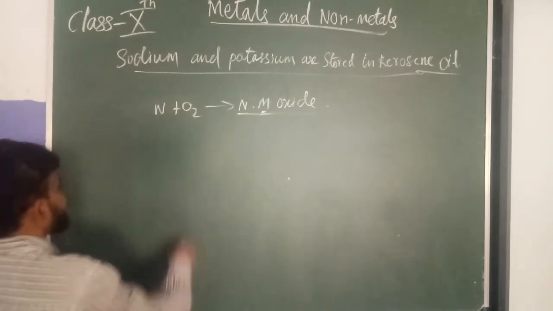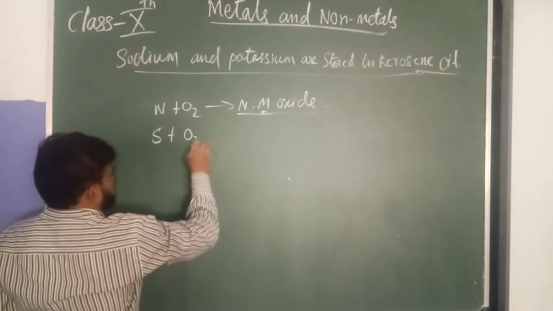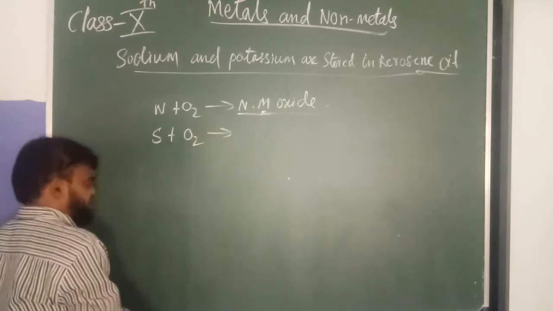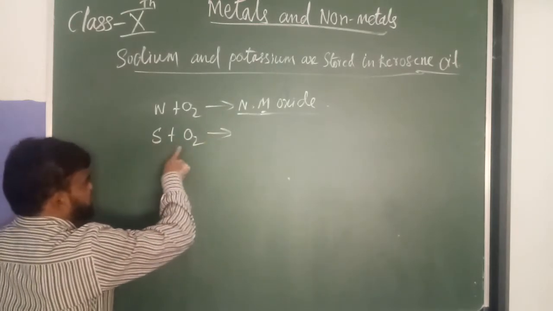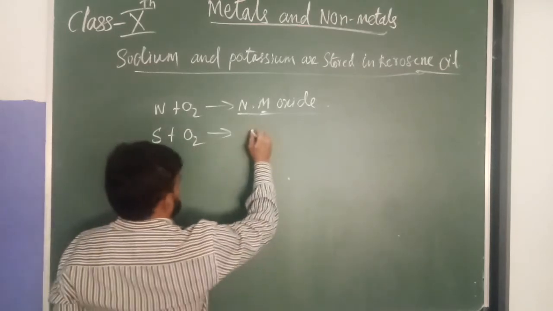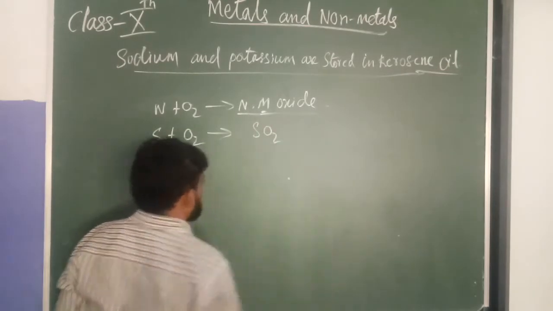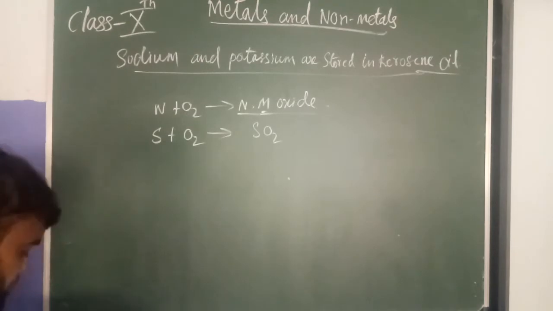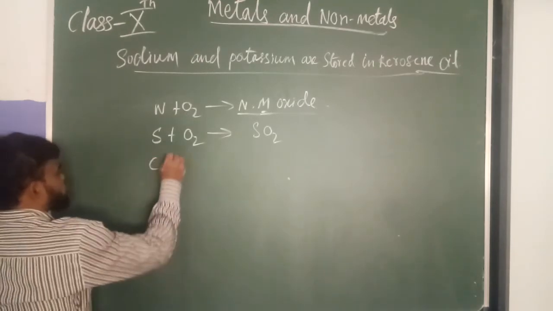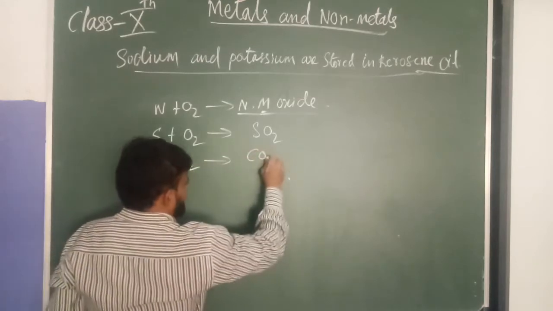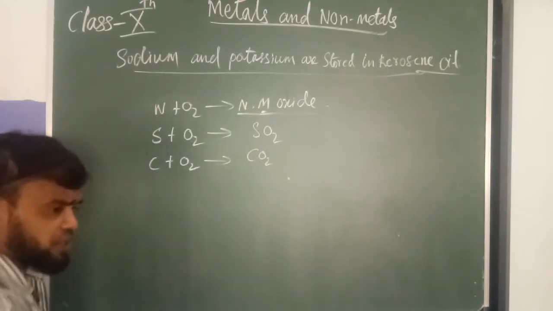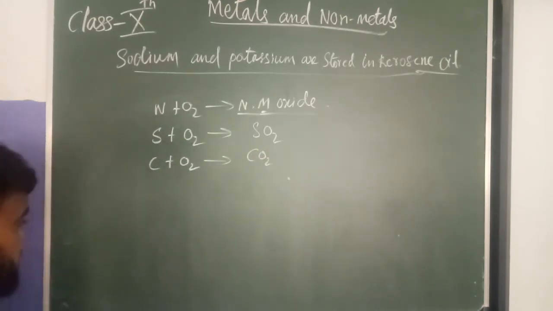Or you can take sulfur plus O2, oxygen, reacting. Sulfur is a non-metal, giving non-metal oxide. If you take this, what will become? Sulfur dioxide, SO2, you will get. Right? And carbon is also a non-metal and reacts with oxygen. Then what will form? CO2. That is formed as carbon dioxide. Understood?